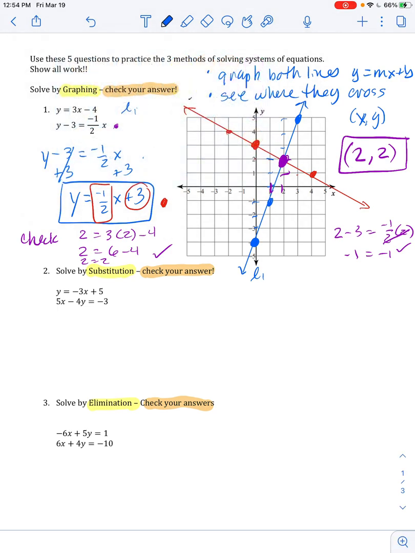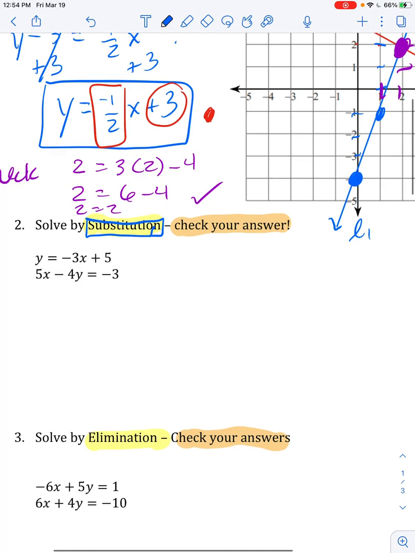Awesome. Our next method of learning how to solve these was substitution. So what we did there is we looked at what we had, and we would say, like in this top equation, y is the same as -3x plus 5. So where there's a y in this other equation, I can substitute in what it was equal to, -3x plus 5. So I'm taking this whole thing, substituting it in for the y.